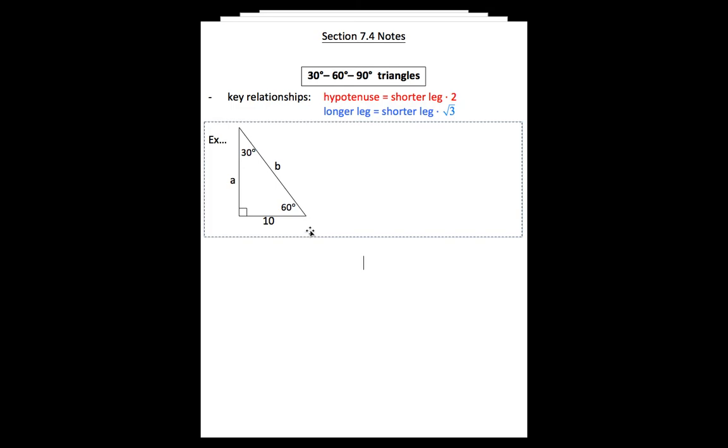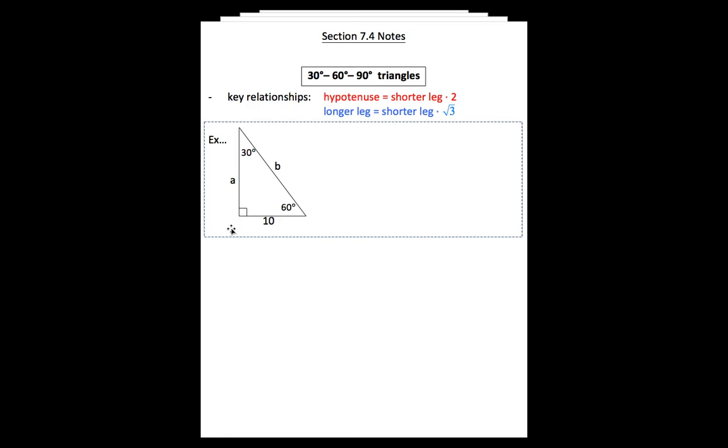Now, what's important for you to understand here is, with this example, because I only know the length of one side, without knowing these key relationships, I have no other way of finding the lengths of the other 2 sides. There's too many unknowns. But if I know these key relationships, I can use them to set up equations that I can then solve that will allow me to find the lengths of the two missing sides.